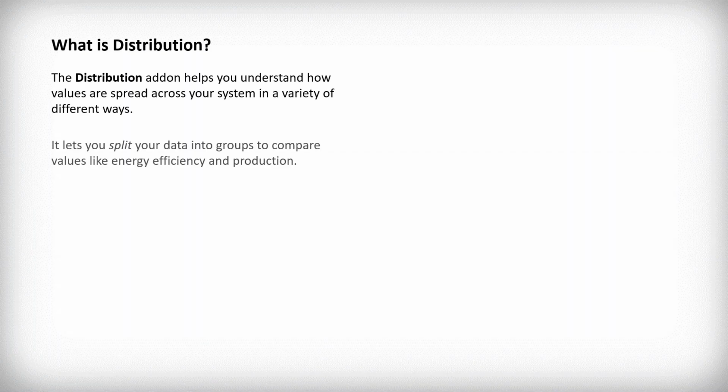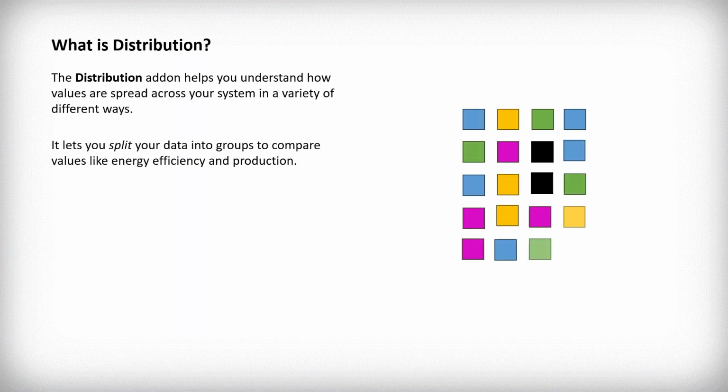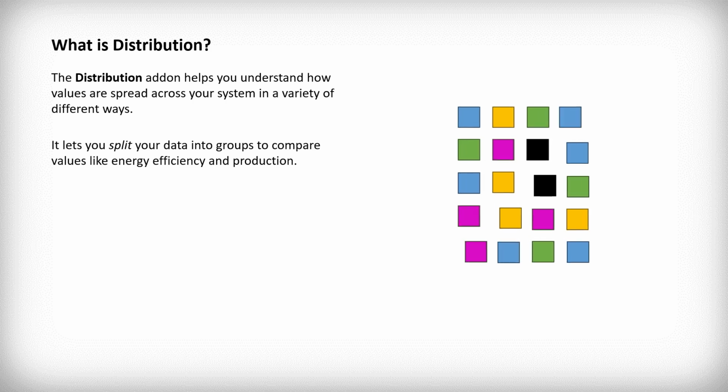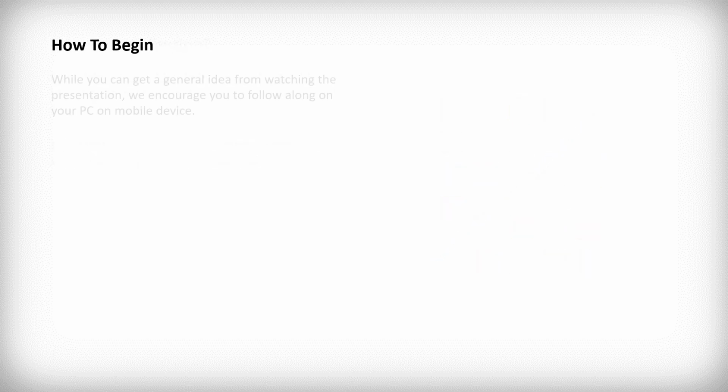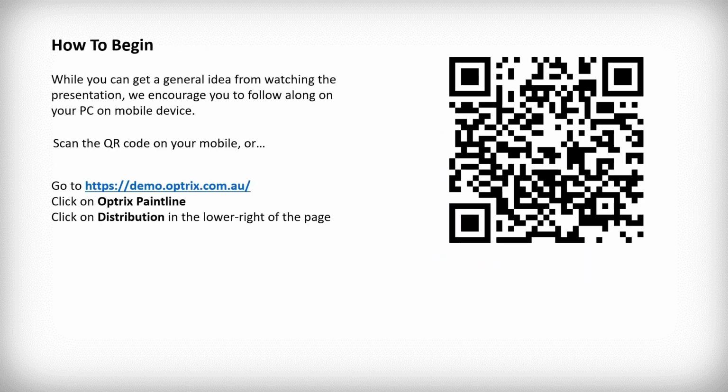Distribution helps you understand how values are spread across your system from a number of different perspectives. It lets you split your data into groups to gain insight into metrics like energy efficiency and production. You can feel free to just watch this video, but you can also follow along on PC or mobile phone by scanning the QR code or following the instructions on the screen.